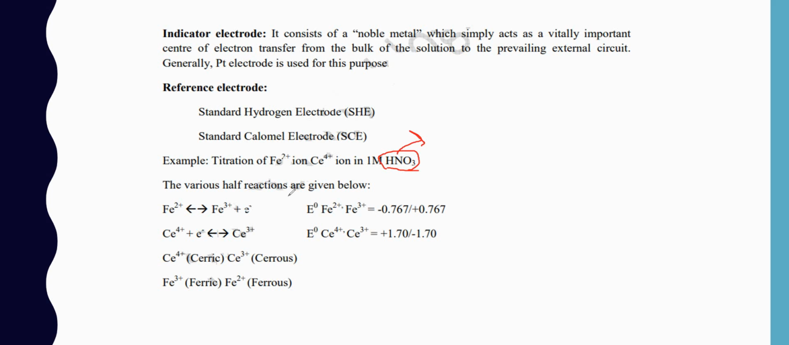Okay, leave it. The various half reactions are given below. Iron will donate electrons and cerium is accepting electrons. So here oxidation is happening and here reduction is happening. Okay, so this is the reaction, but from the GPAT point of view, we are not going into these details.